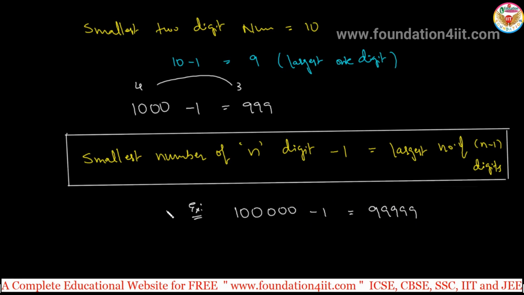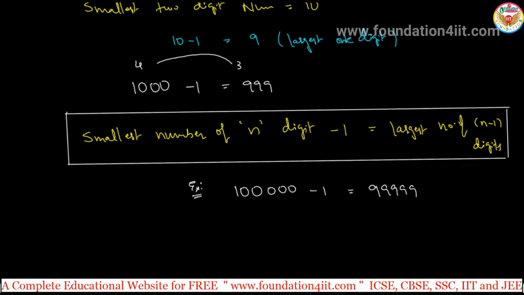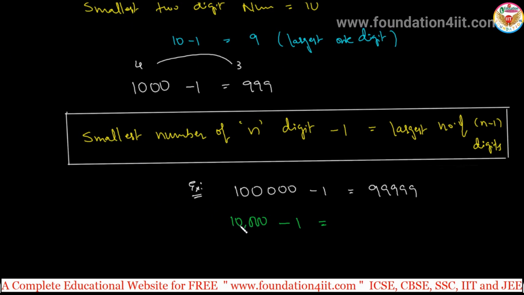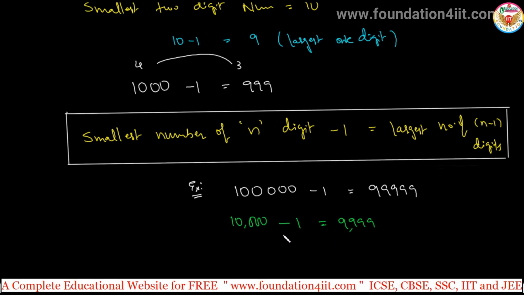This is the pattern we will apply for the largest and smallest digit numbers, and so on. Anything we can make in the same pattern. Take 10,000 minus 1. In 10,000 there are 1, 2, 3, 4, 5 digits, so we write it as a 4 digit number, that is 9,999. 10,000 minus 1 is 9,999. By subtracting, this is the pattern. Based on this, you can do examples also.